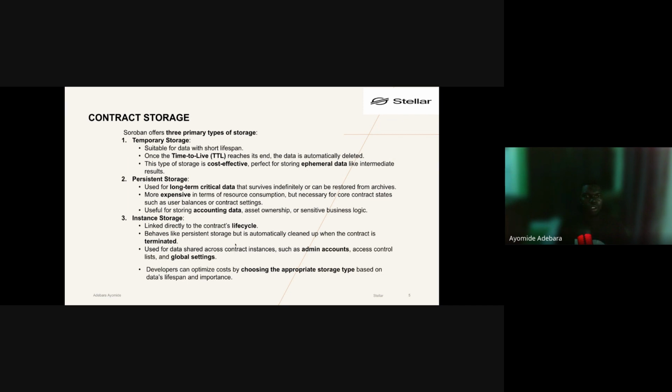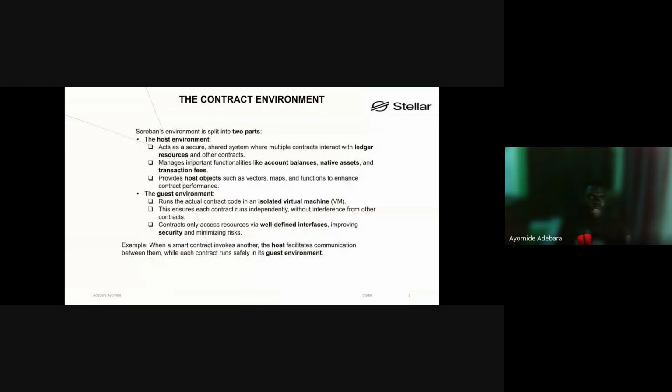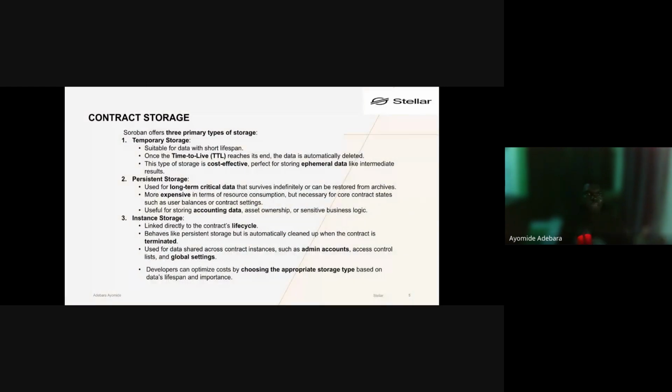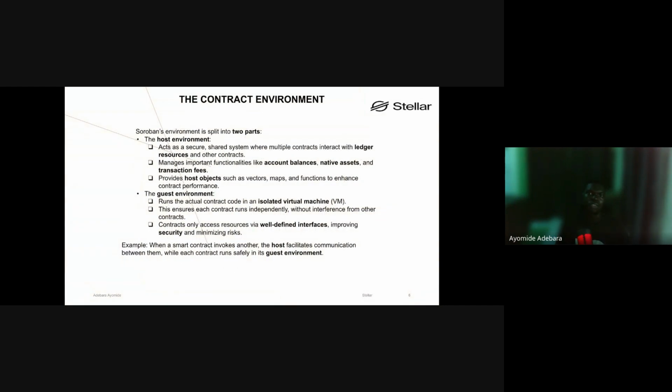So the instance storage, we explained, is directly linked to the contract lifecycle. So it literally behaves like the persistent storage, but most times it's automatically cleaned when the contract is terminated. So that's more like a review of the three different storage types that we have for the Soroban smart contract.